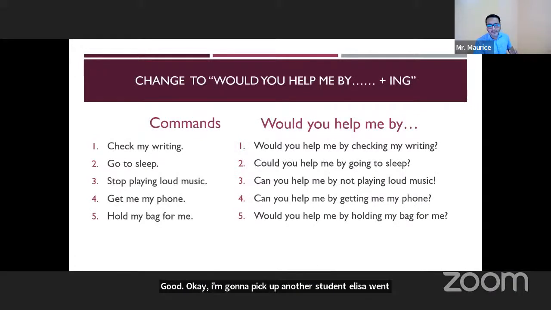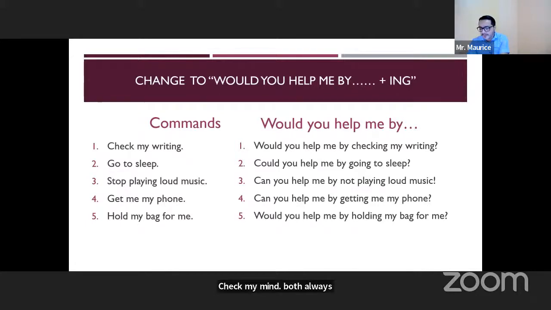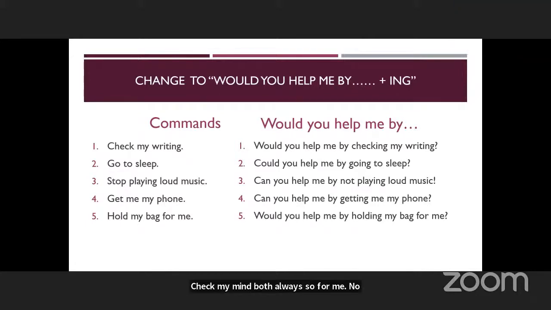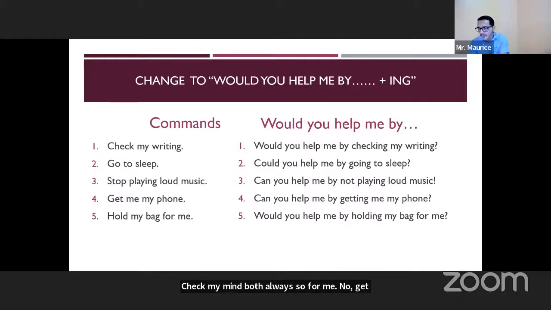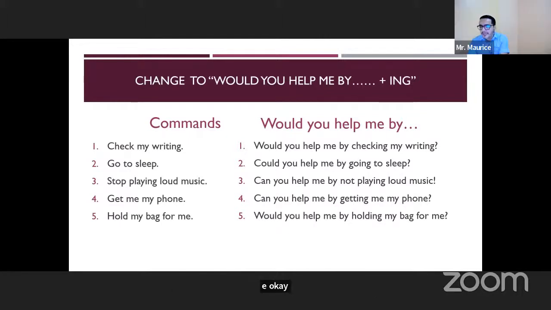Elizabeth Tulcam, could you please read the column number 1 for me? Check my go to stop play, load music, get me my phone, call me. Okay, thank you. So, in the first column, we say the word commands.